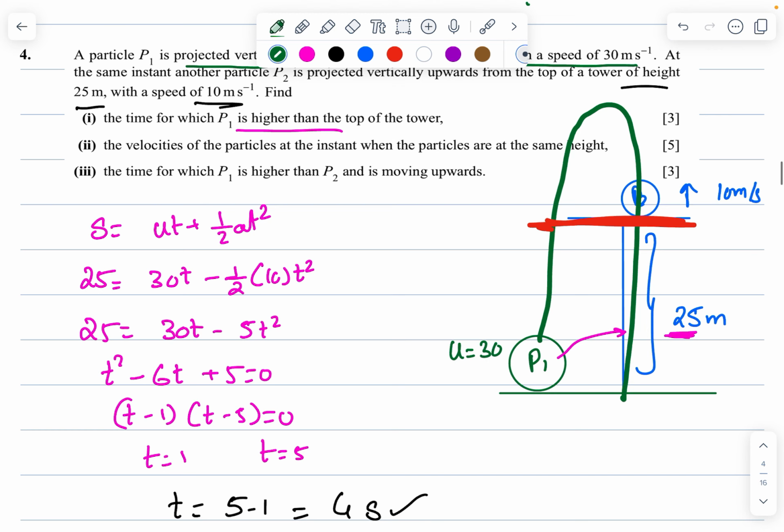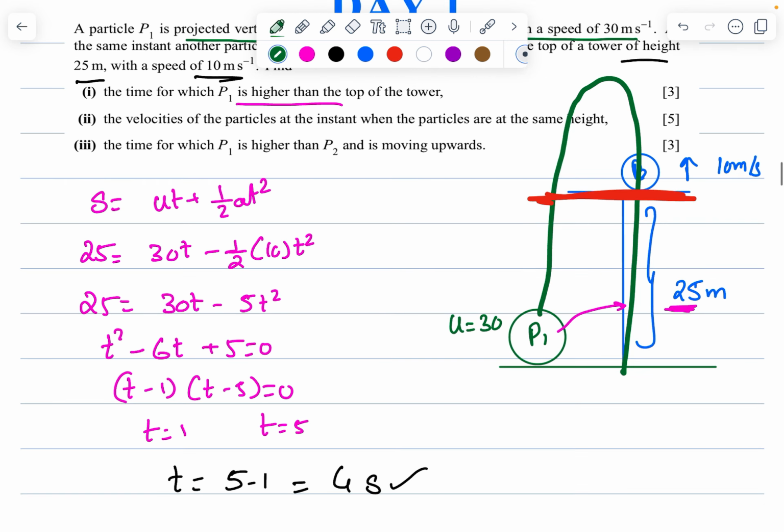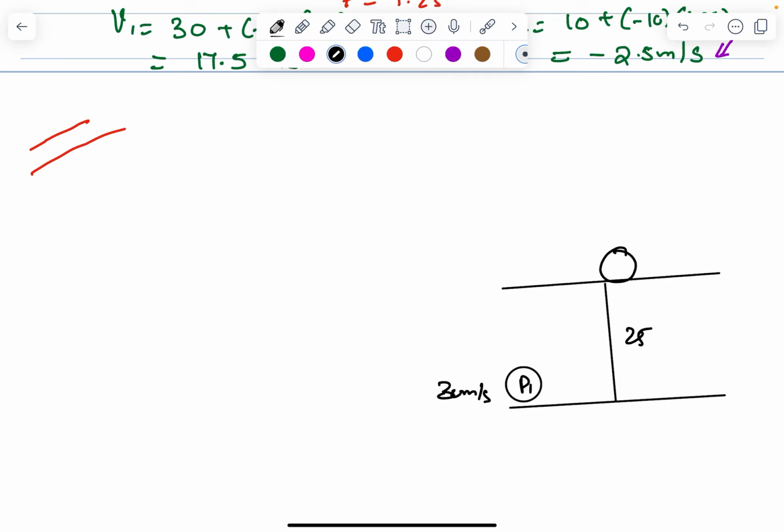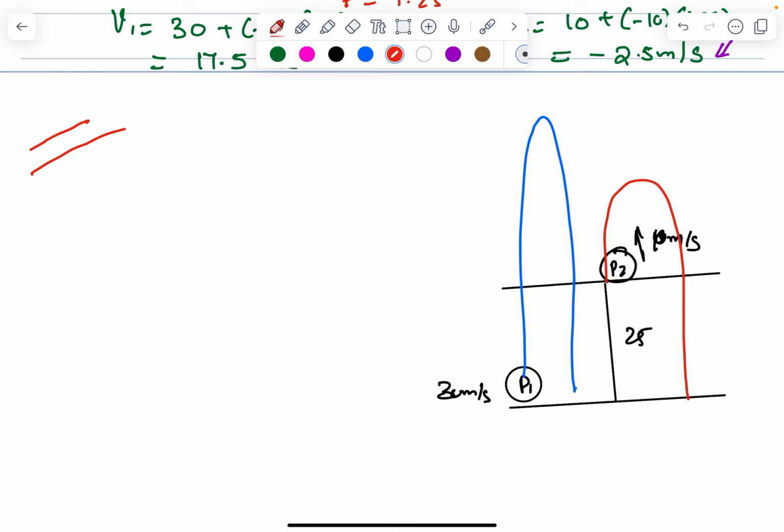The time for which P1 is higher than P2. We want to know when P1 is higher. We are throwing P1 with a speed of 30 meters per second from the ground, and from a height of 25 meters above, P2 has been thrown with a speed of 10 meters per second. Now what is happening is P1 goes like this and comes down, whereas P2 may go up and come over here.